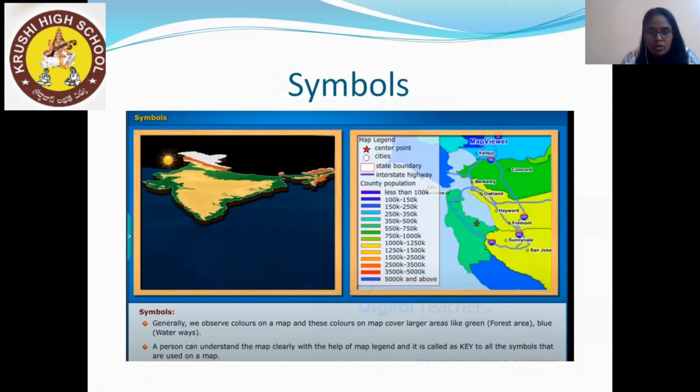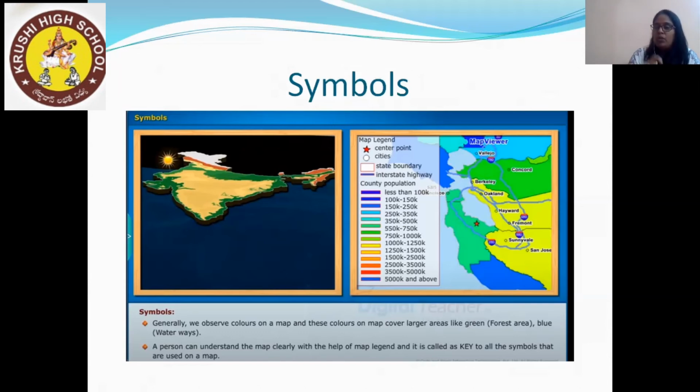Generally, we observe colors on a map, and these colors on a map cover large areas like green forest, blue waterways. A person can understand the map clearly with the help of the map legend, and it is also called the key to all symbols that are used. So when they are preparing a map, they'll use different types of colors. For example, green is for the forest, blue is for waterways. To understand in a better way, whenever they prepare a map, they will give the key at the corner.